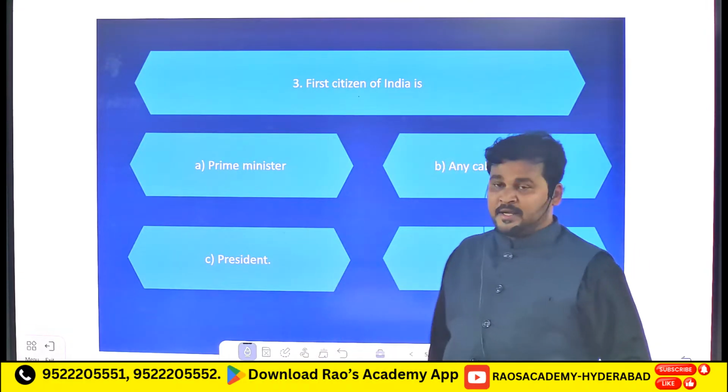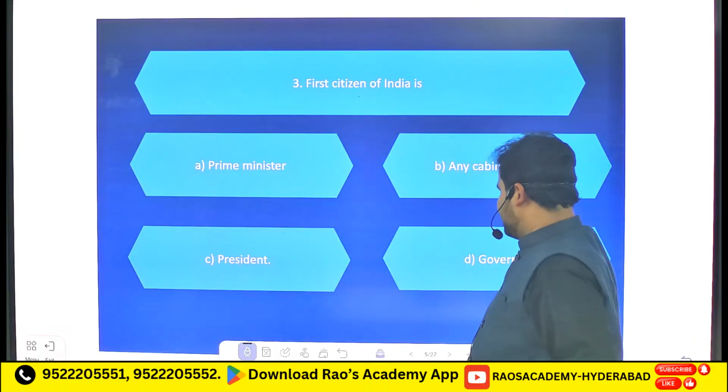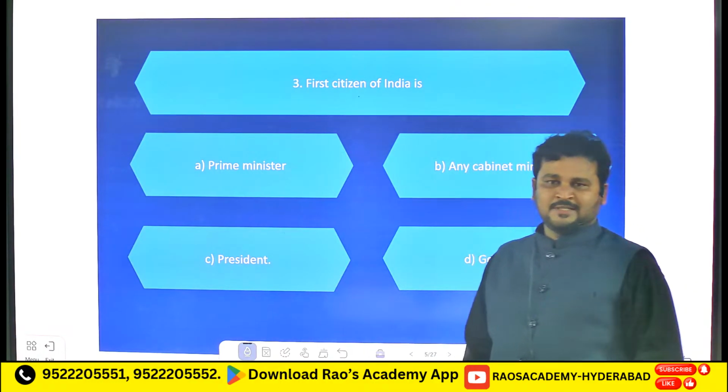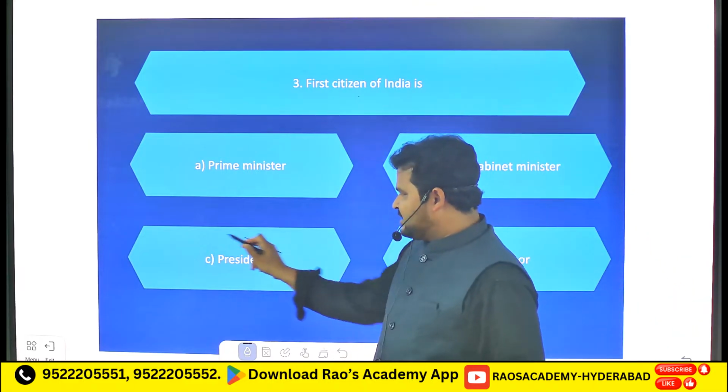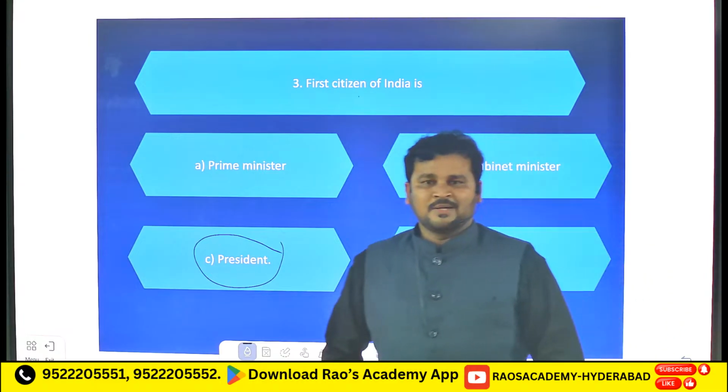So here the options are A, Prime Minister of India, B, any cabinet minister, C, President, and D, Governor. Who is the first citizen of India? Exactly. So the President of India is the first citizen of India. Clear? But not the Prime Minister.